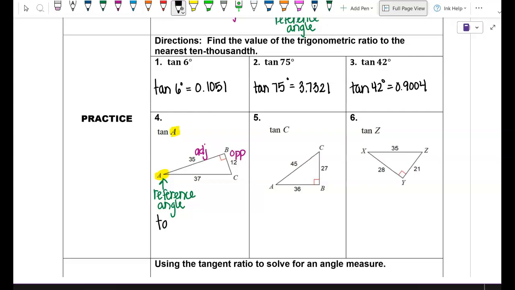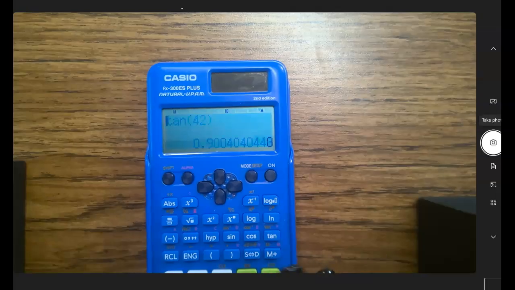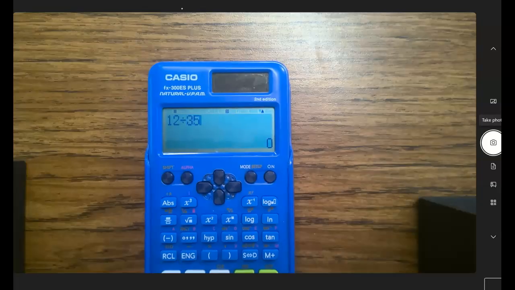So the tangent of angle A equals 12 divided by 35. So you are just simply doing 12 divided by 35 in your calculator. You are not doing the tangent key at all. This is just telling us what that ratio is, and they want it rounded to 4 places. So again, we are just simply doing 12 divided by 35, not using the tangent key here.